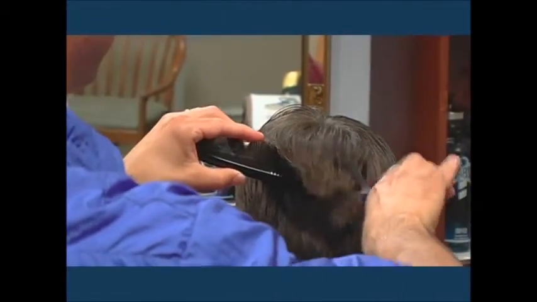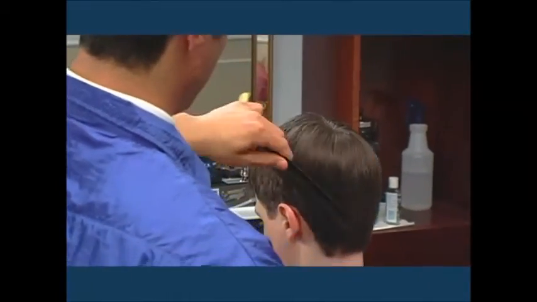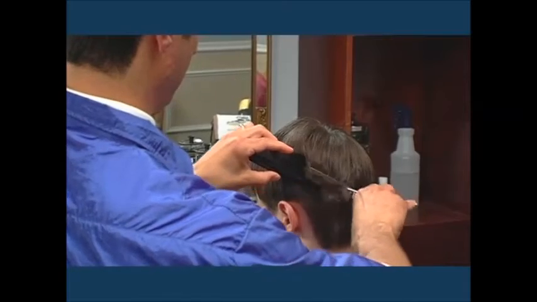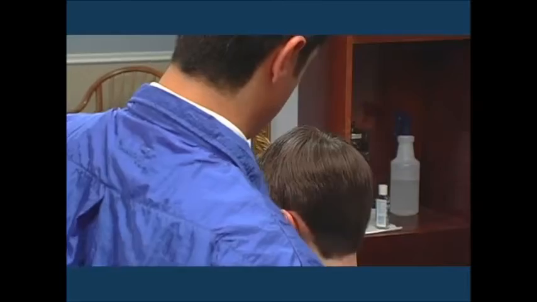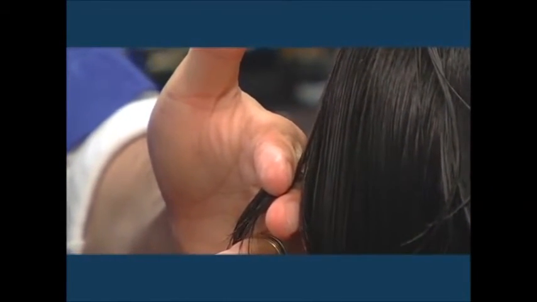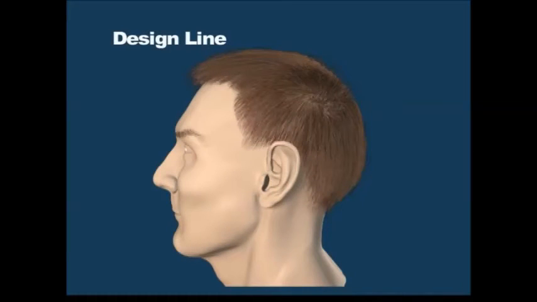Texturizing is performed after the overall cut has been completed. Thinning or notching shears or razors can be used to create wispy or spiky effects within the haircut or along the perimeter. Here the barber is blending the hair ends and removing excess bulk with the thinning shears. Tension is the amount of pressure applied while combing and holding a section of hair for cutting. A design line is simply a series of connected dots that result in a continuous mark.